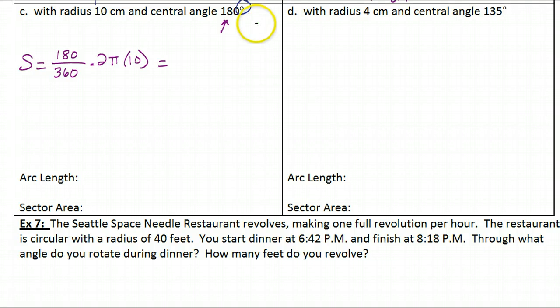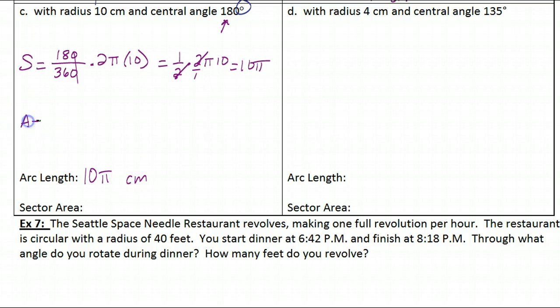Now, be strategic here. 180 divided by 360, cross off the zeros, 18 divided by 36 is a half. So really I have 1/2 times 2 times pi times 10. 1/2 times 2 cancel each other as well. 1/2 times 2 is 1. 10 pi is my arc length.